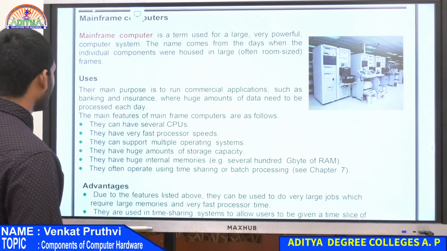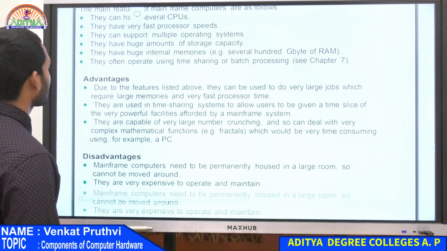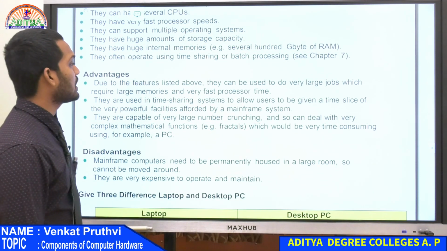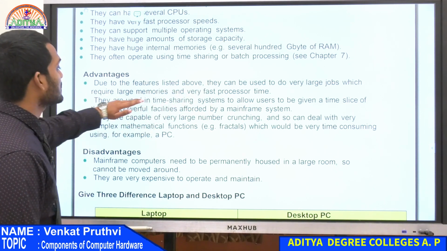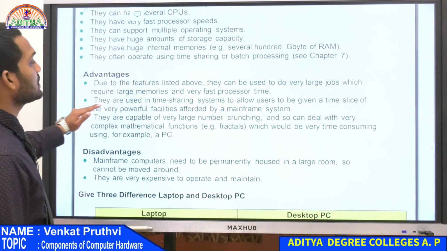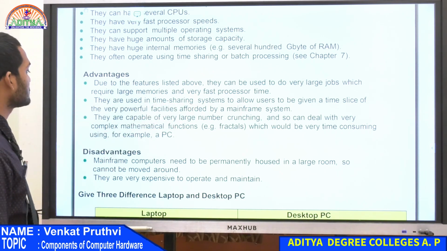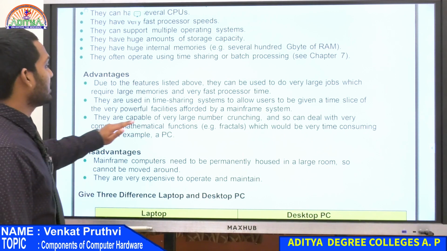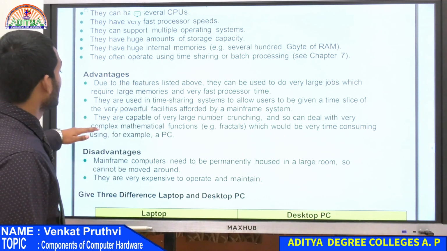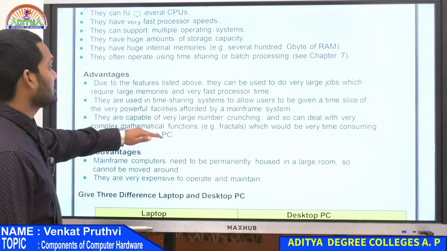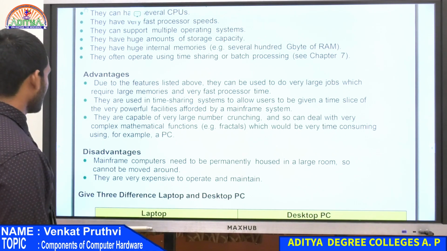So, what are the advantages? Due to the features listed above, they can be used to do very large jobs which require large memories and very fast processing time. They are used in time sharing systems to allow users to be given a time slice of the very powerful facilities afforded by a mainframe system. They are capable of very large number crunching, and so can deal with complex mathematical functions, for example fractals, which would be very time consuming using, for example, a PC.